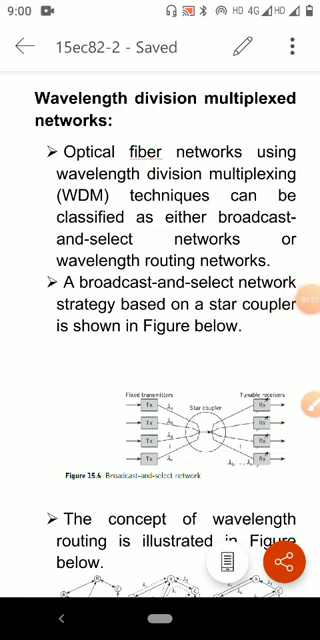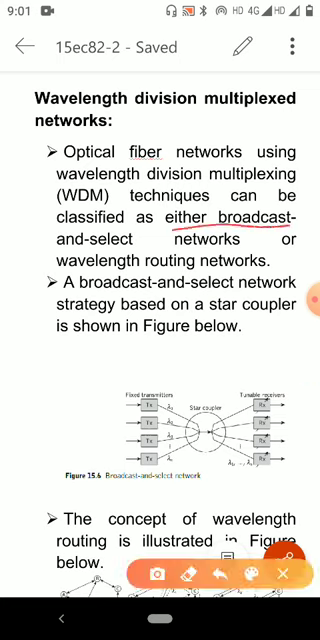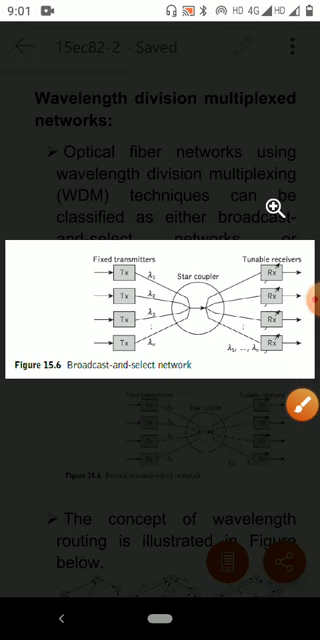Optical fiber networks using wavelength division multiplexing techniques can be classified as either broadcast and select networks or wavelength routing networks. A broadcast and select network strategy based on a star coupler is as shown in this figure.